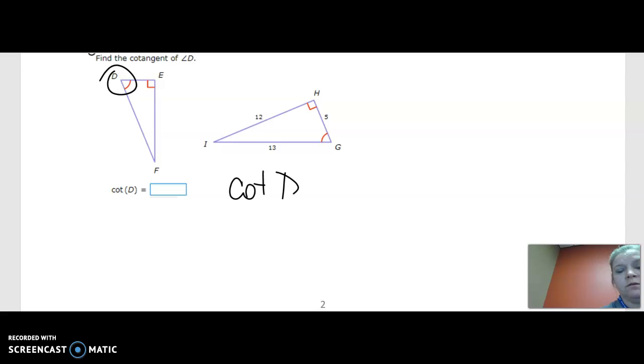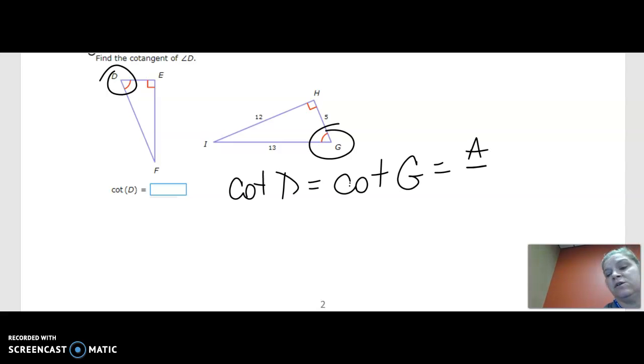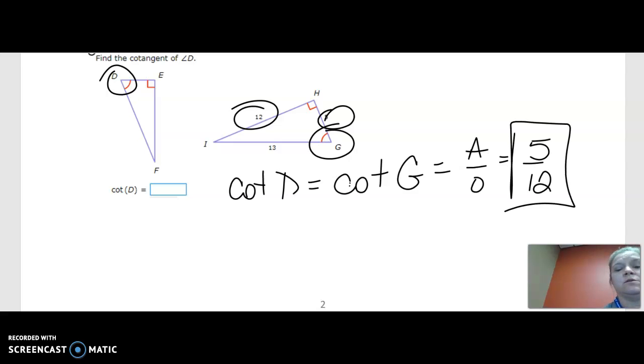Cotangent D will be the same as cotangent G. Cotangent is adjacent over opposite. Adjacent over opposite. That does not reduce, so that's your answer.